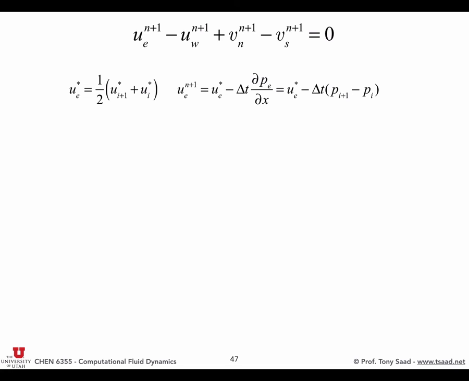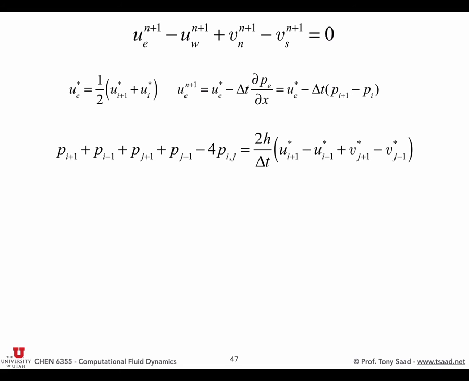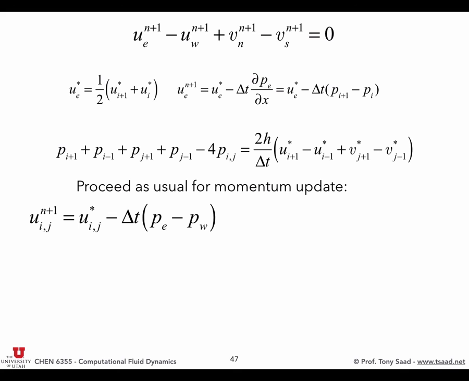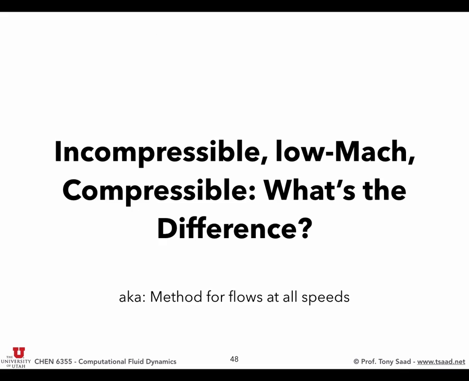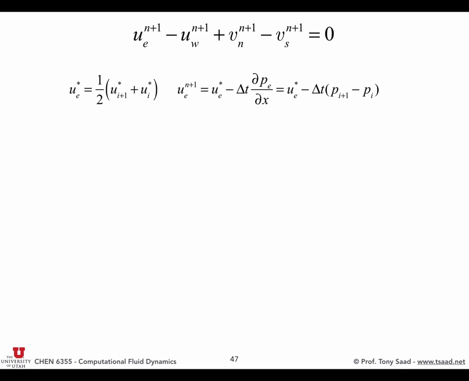We said that u east star is 1 over 2 (u_i plus 1 plus u_i star), and then u east n plus 1. This is where we're correcting. We're doing the projection on the faces, essentially. You go and substitute, and you recover your nice compact stencil for the pressure. So we've effectively pretended that we're using a staggered grid. Okay? And proceed as usual with the momentum update. The pressure, you do it the same way we did it. Okay? And that's what you get.